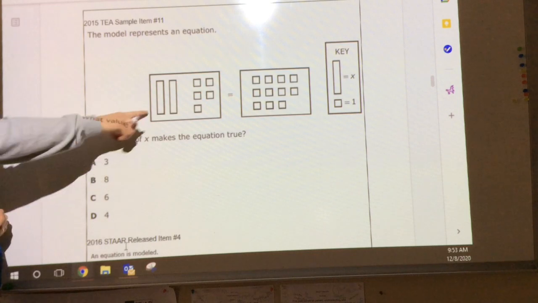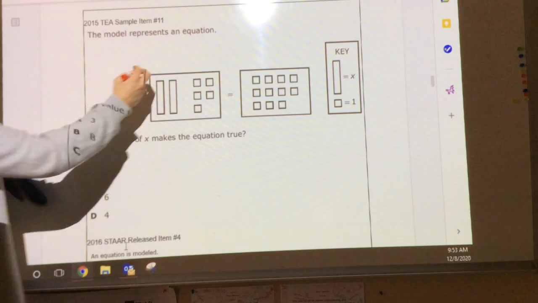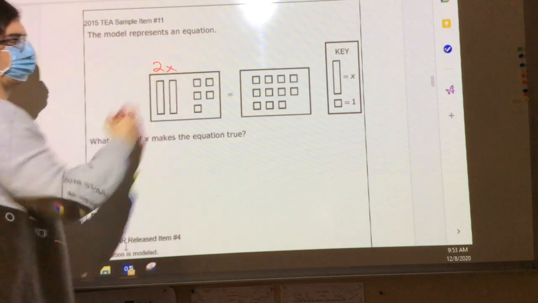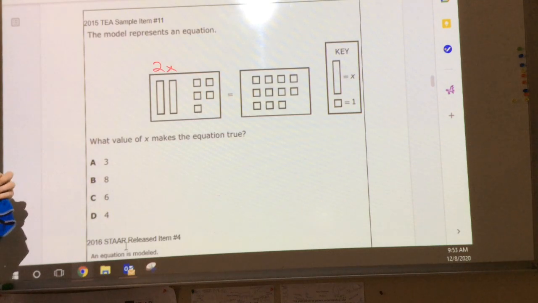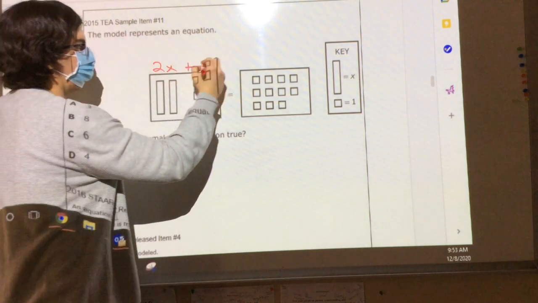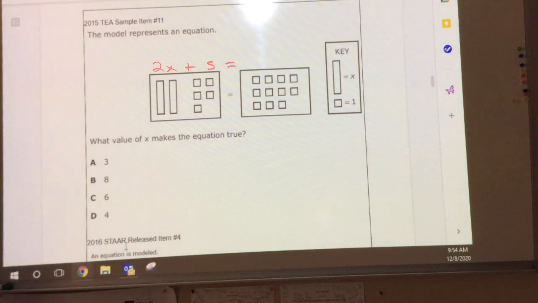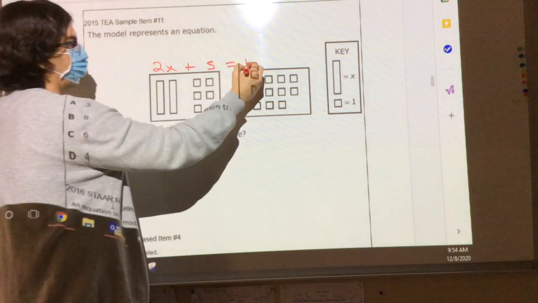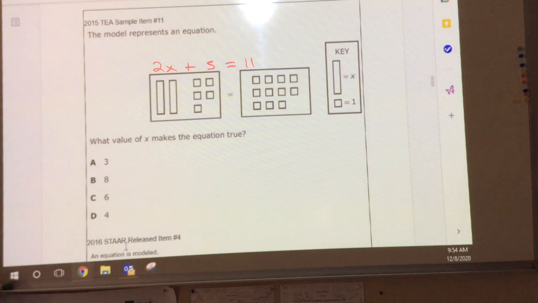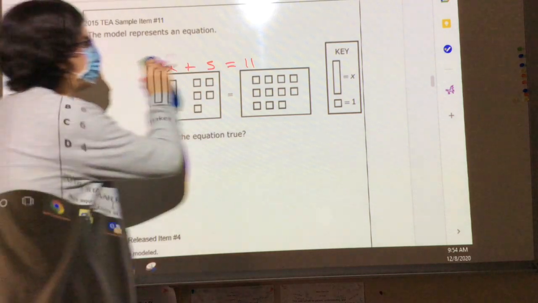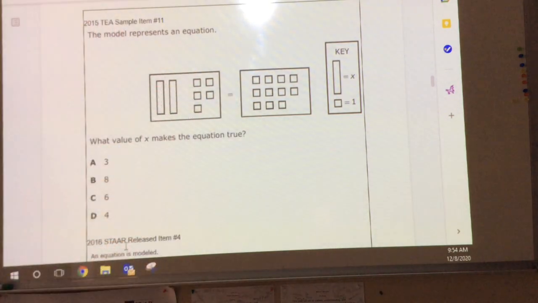How many x's do we see over here? Two. We're going to have 2x. How many 1's do we have? Plus 5 equals, how many do I have over there? 11. You say you set that one up? Could you solve that equation? Okay. I'm going to show you a few more, and then move on to our homework.